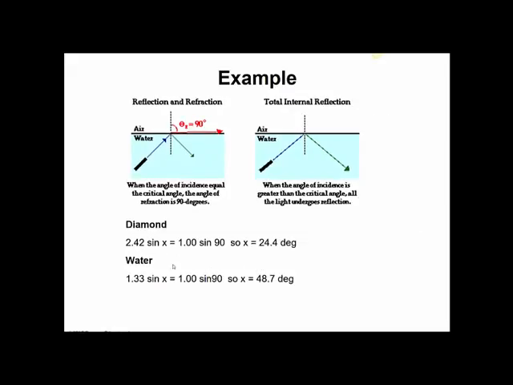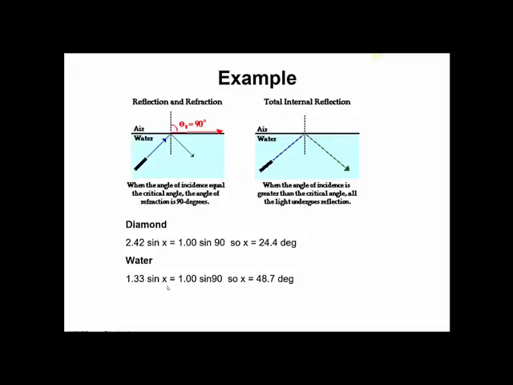So for a diamond, the way we would set this up, since we're going from the diamond, is 2.42 times sine of x, that's our critical angle that we're looking for, equals 1 times sine of 90, because we're in the air and it's bouncing out at 90 degrees. When we solve that, we get for diamond a 24.4 degree critical angle. So that means that if light is trapped inside of a diamond and it hits the diamond-air interface at anything greater than 24 degrees, it's going to bounce right back into the diamond.